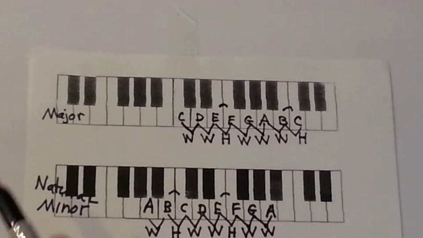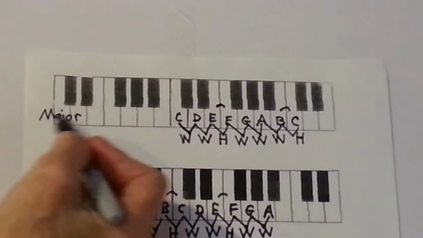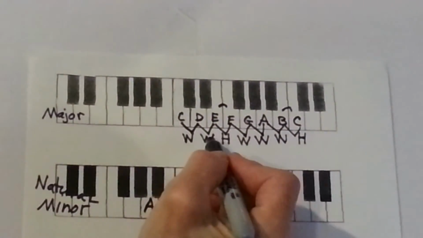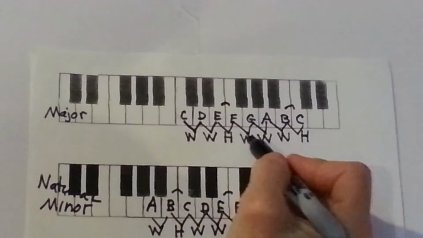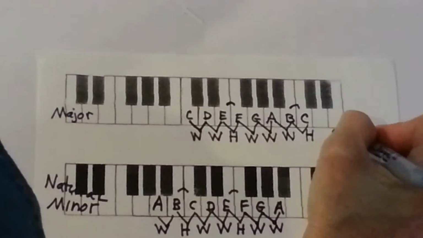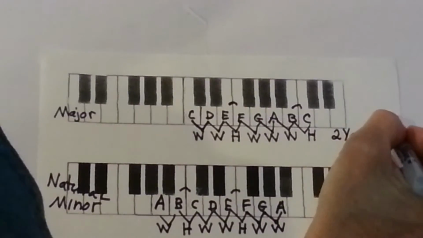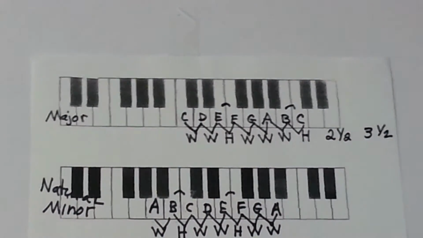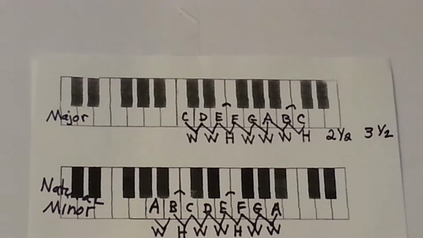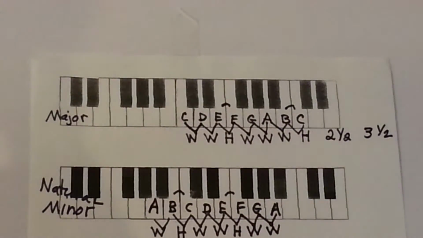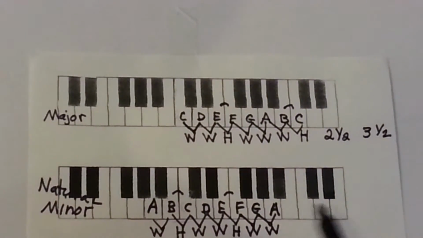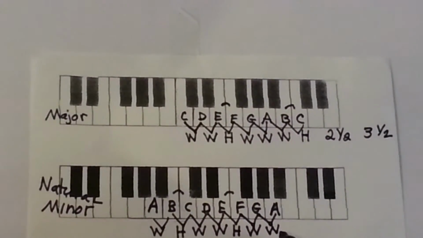Now, I'll tell you how I sometimes say it for memory. Major is 2 1/2, 3 1/2. You see what I'm saying? 2 1/2, 3 1/2. So sometimes I think of it like this. 2 1/2, 3 1/2. Okay? Can you think of a way to say this?